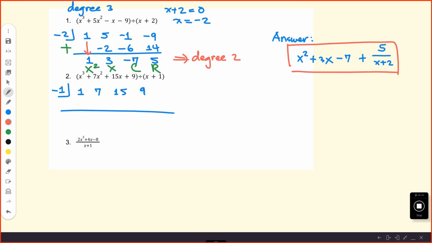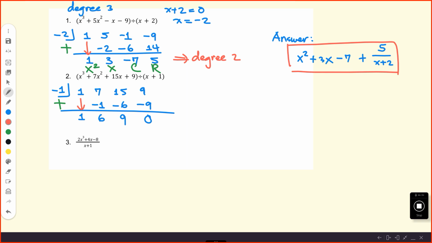Okay, so the first thing we have to do is we're going to bring down the leading coefficient, which is 1. And again, we're going to multiply this by the k value. What is that? Yes. So -1 times 1 is -1. And then we're going to add, so the operation here is addition. So 7 plus -1 is 6. And then multiply, -1 times 6 is -6. 15 plus -6 is 9. And multiply again, -1 times 9 is -9. And 9 plus -9 is 0. So that means the remainder is 0.